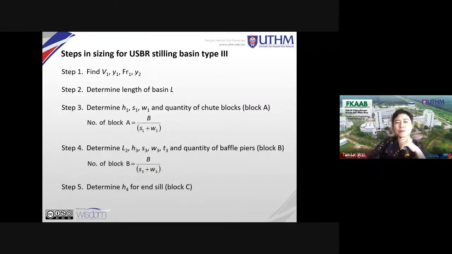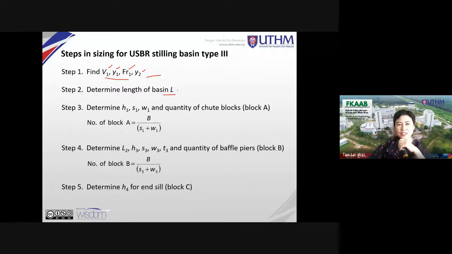Okay, these are the steps to help you. First, you need to find V1, Y1, Froude number 1. Because once you find V1 and Y1, you can get your Froude number. And then you need to determine Y2, to solve for your N cell as well as your L2 and L. Okay, then you can determine the length of basin.